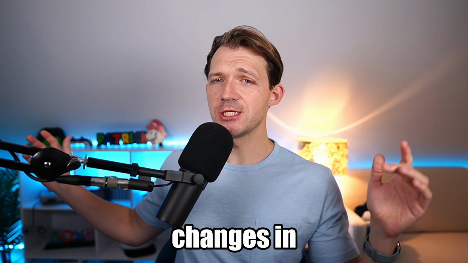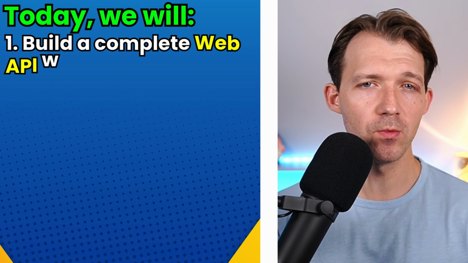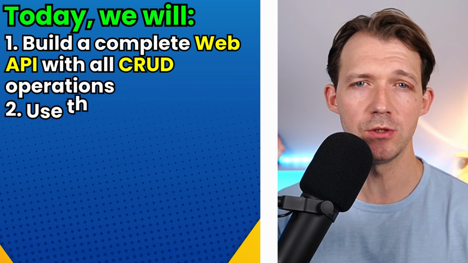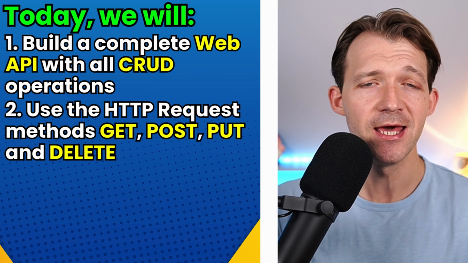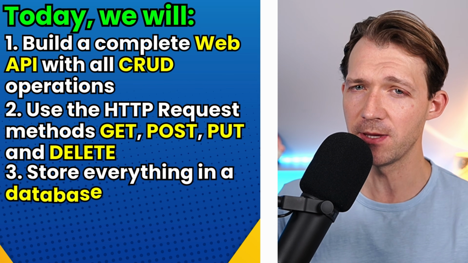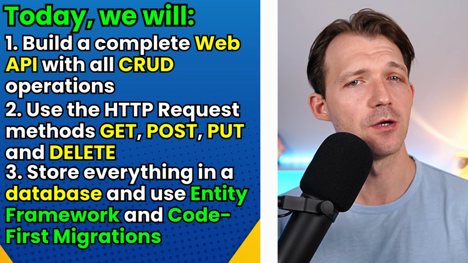But what actually changes in .NET 9? Let's find out by building a complete web API with all CRUD operations. We're going to use the HTTP request methods get, post, put, and delete, and we store everything in a database. And for that, we use Entity Framework and Code First migrations.